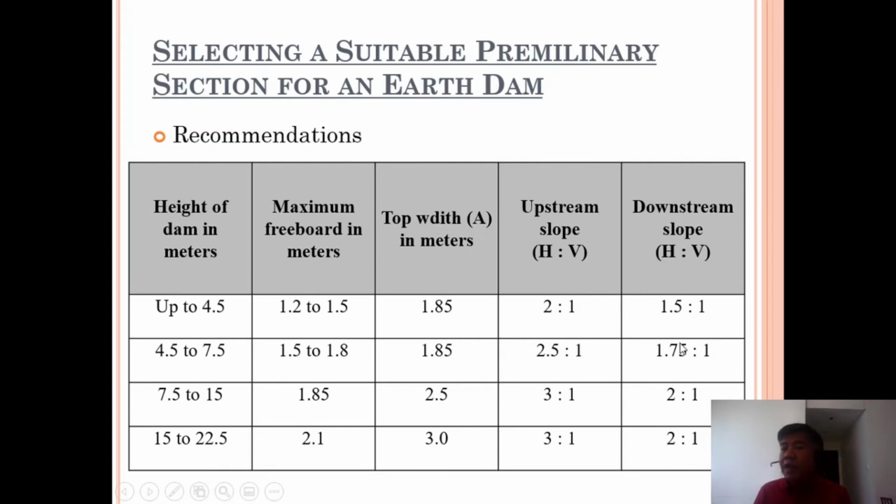If it fails in your analysis using this one, then you can change the slope again. Maybe the slope has a problem. Then check another analysis, and if it fails, it could now be the material. So there are a lot of things to be considered when your preliminary design fails. So you can use this table also.